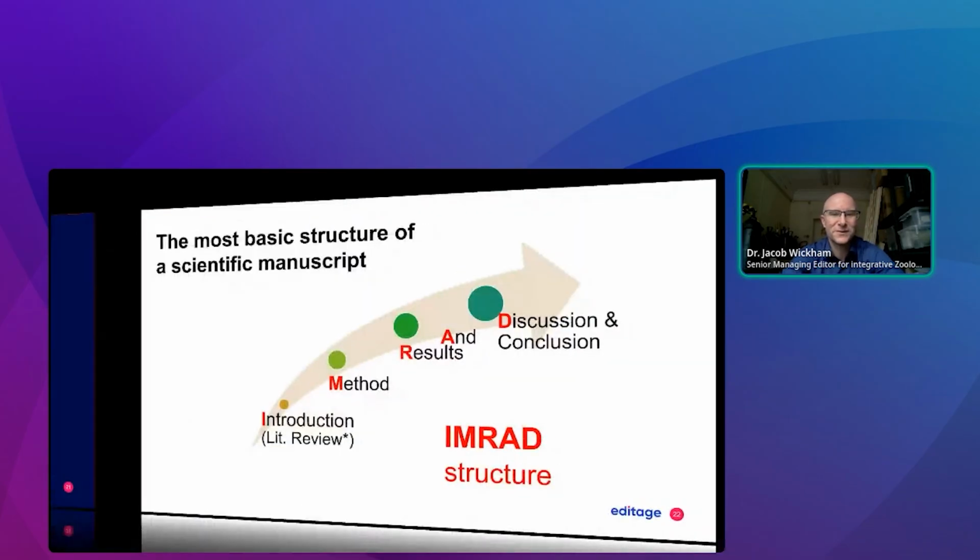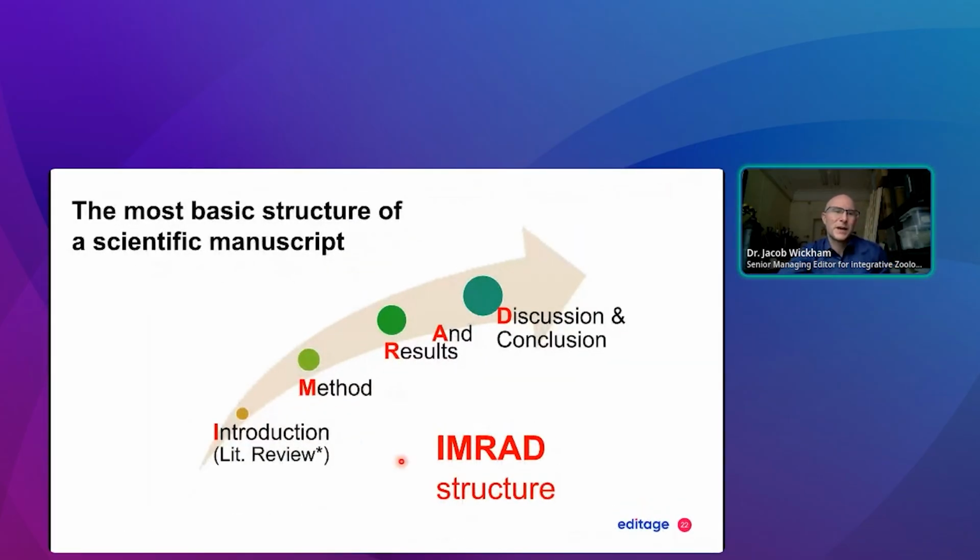So, 10 rules for structuring your papers. You want to make sure this IMRAD structure shines through on your proposal and also for the individual papers that you'll be writing from the chapters of your master's or dissertation proposal. So the most basic structure of any scientific manuscript, or any chapter in your dissertation or master's research, is the IMRAD structure.